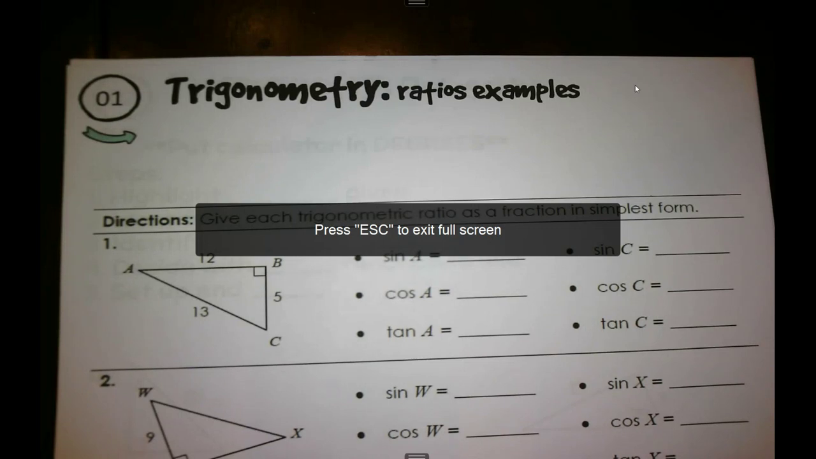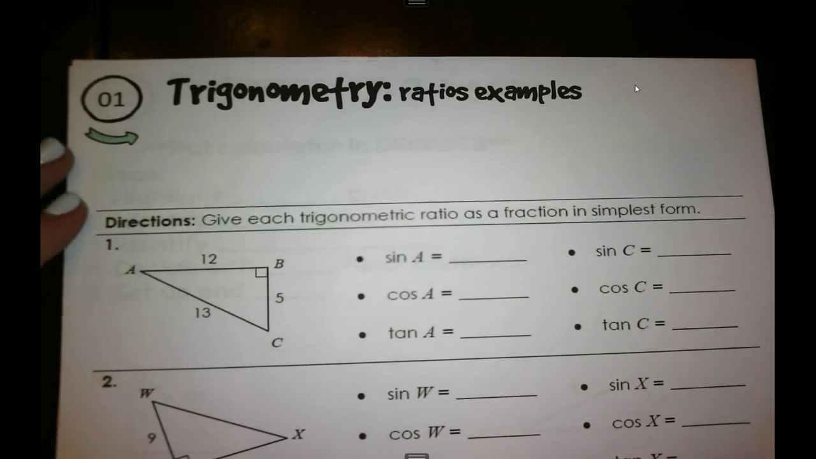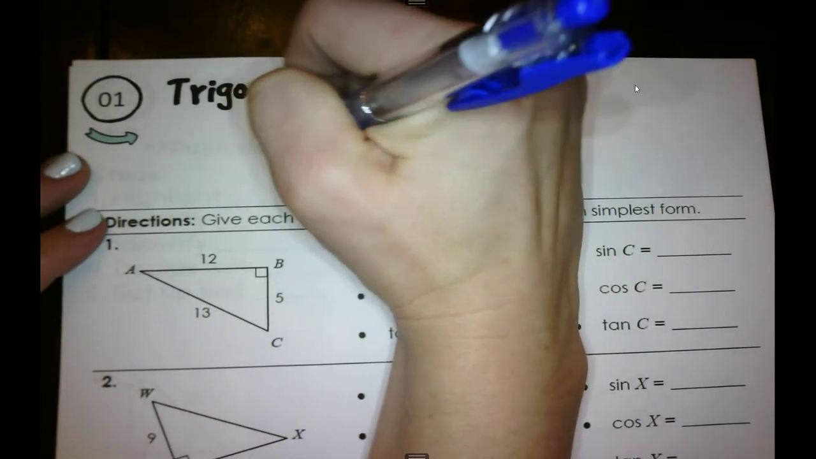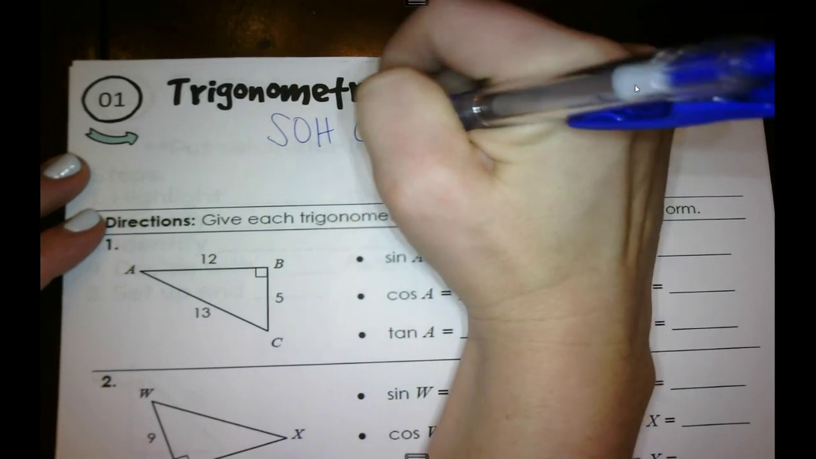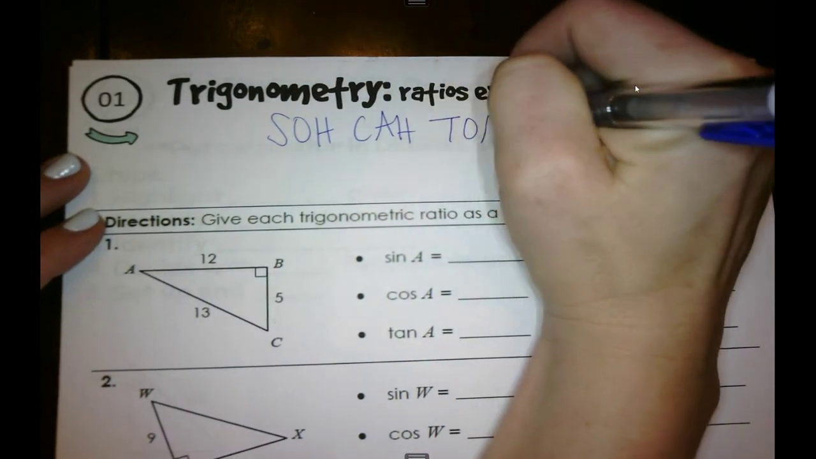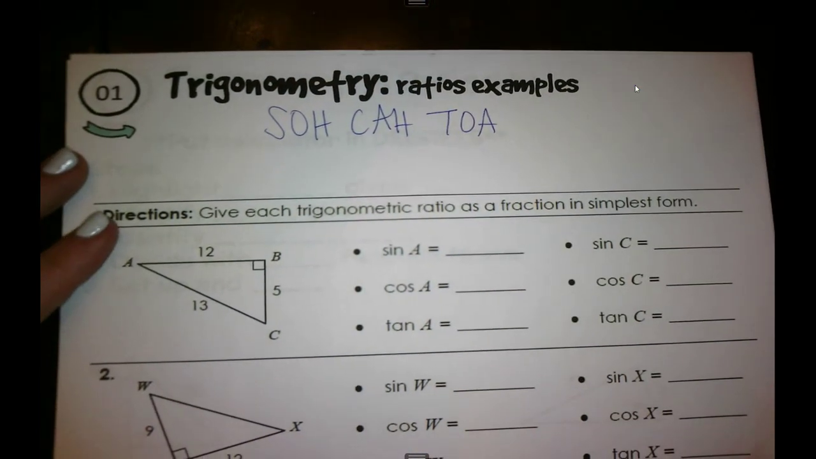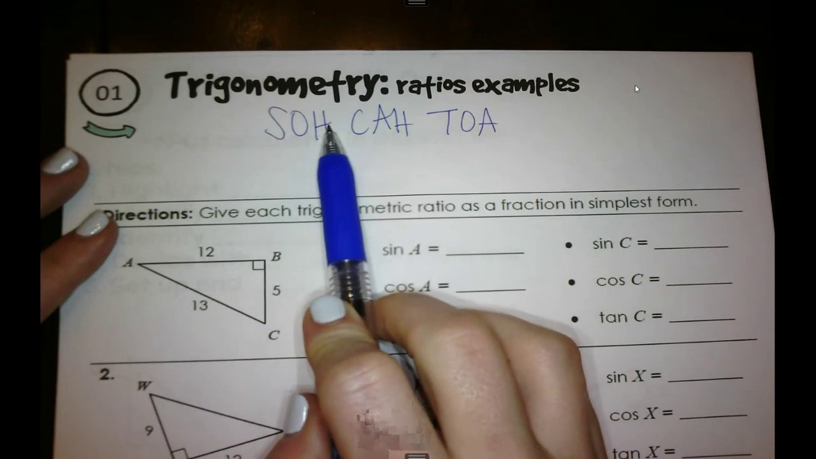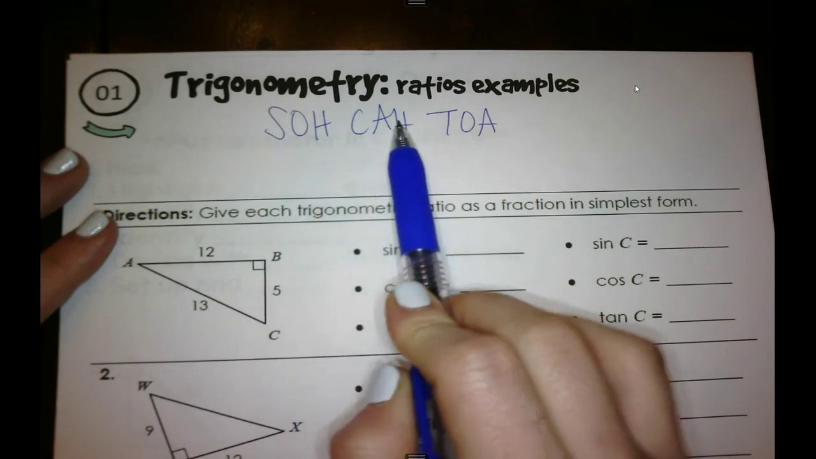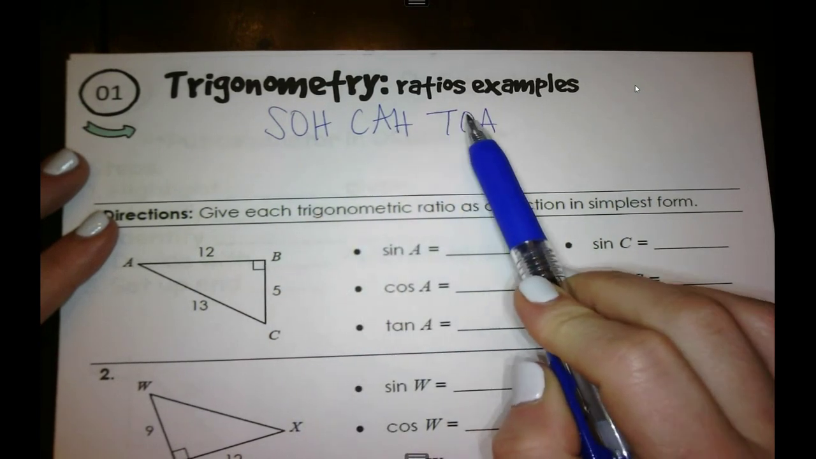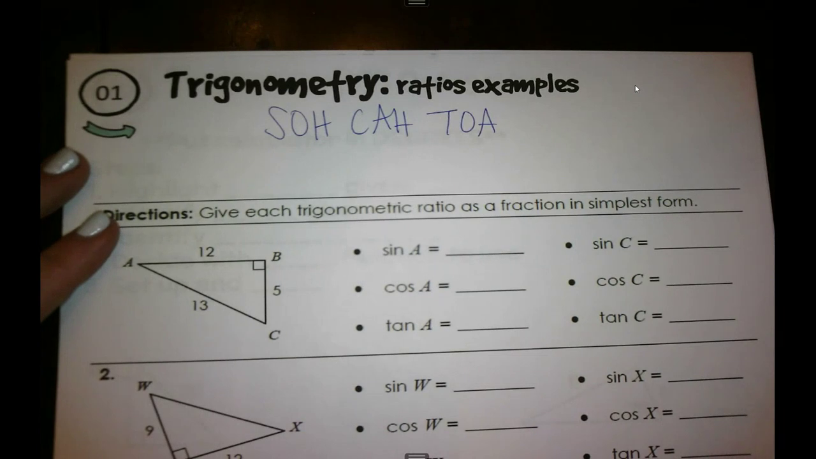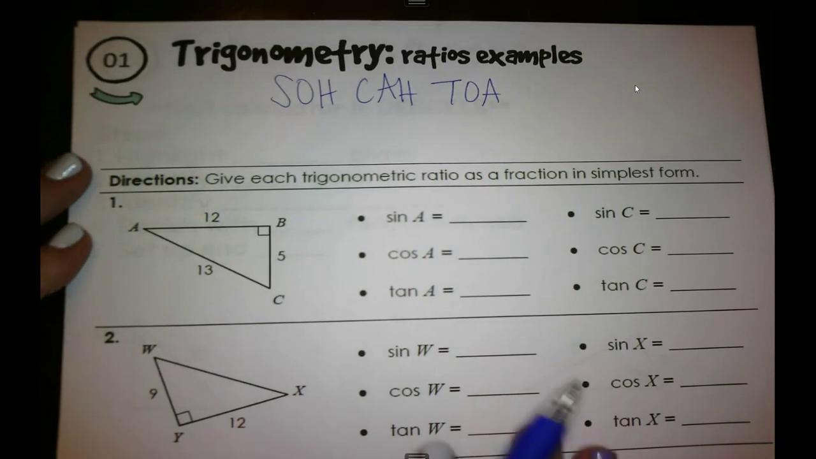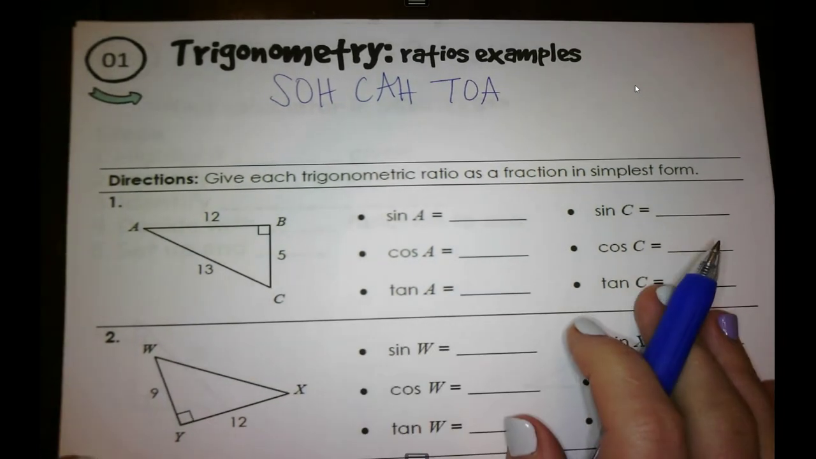All right, let's look at some examples. At the top of this page, I'm going to write my SOHCAHTOA. So I remember sine is opposite over hypotenuse, cosine is adjacent over hypotenuse, tangent is opposite over adjacent. All right, let's look at a couple of examples.